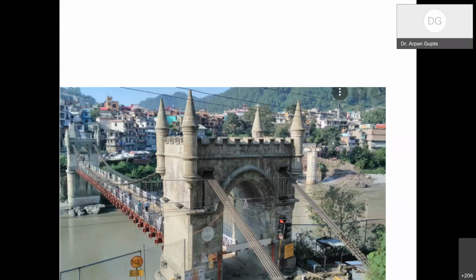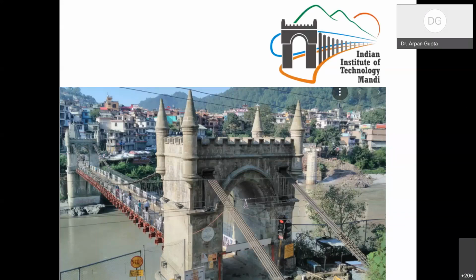Okay, so we can see a great cable running through the length of the bridge. Pratiksha got it correct. So this is the bridge which is responsible for the IIT Mandi logo. I'm sure all of you know this IIT Mandi logo. So this is the representation of this structure here, and many of you said it correctly.